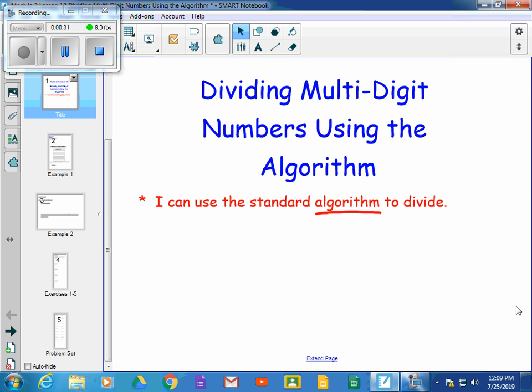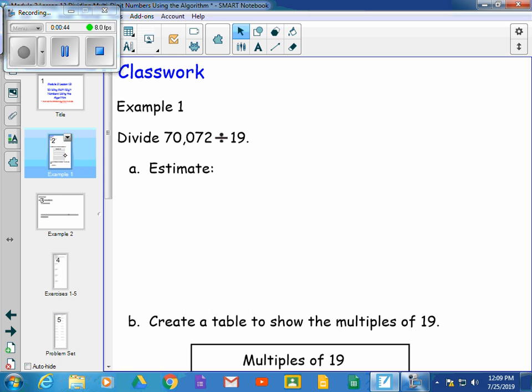As always, before we go on, make sure you take good notes throughout this video. Pause the video when necessary, and watch the video, or parts of the video, as many times as necessary. Let's go to example number 1.